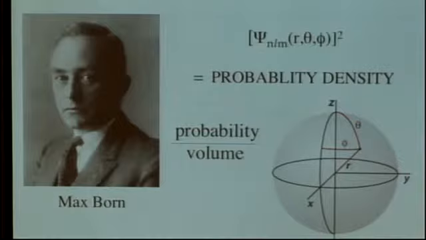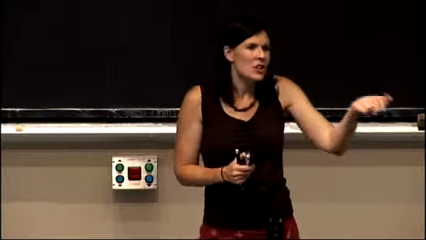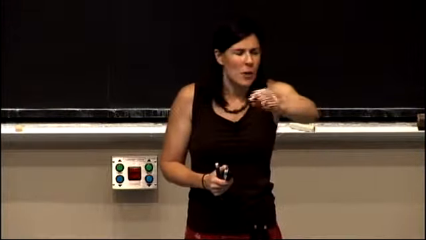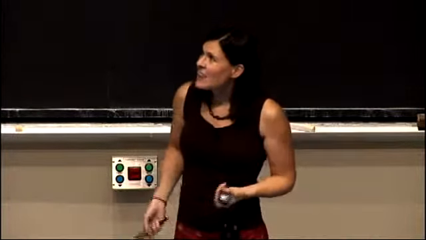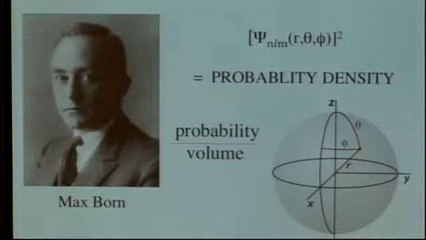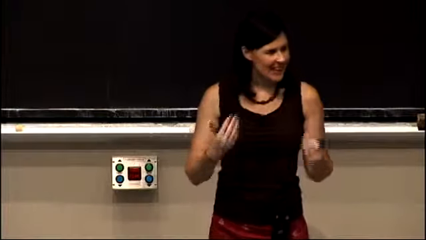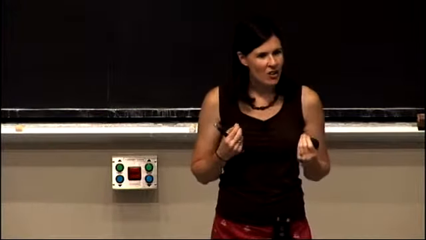And if we go ahead and square that, then what we get is a probability density, and specifically it's the probability of finding an electron in a certain small defined volume away from the nucleus. So it's a probability density. The important point here is it's not just a probability, it's a density, so we know that it's a probability divided by volume.